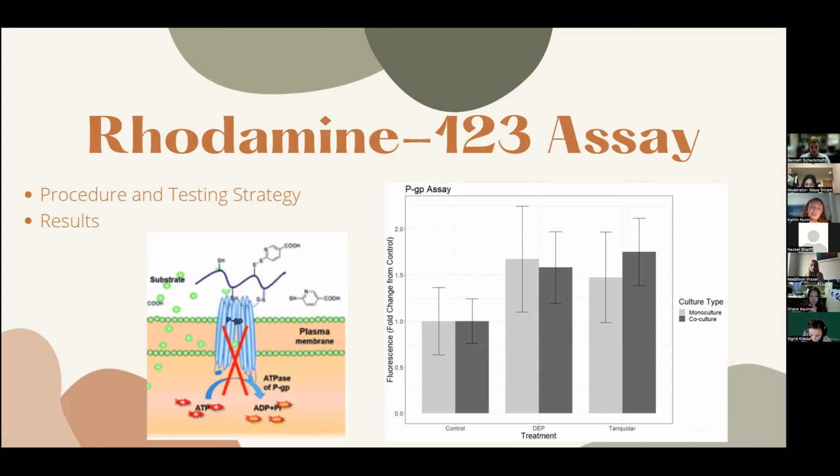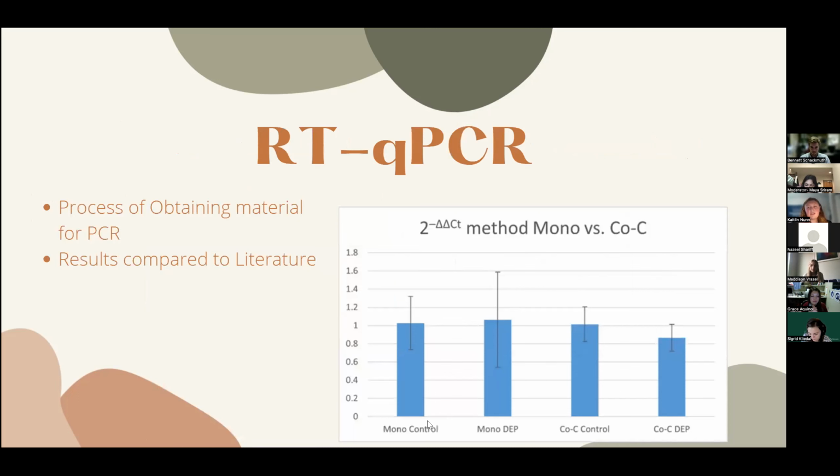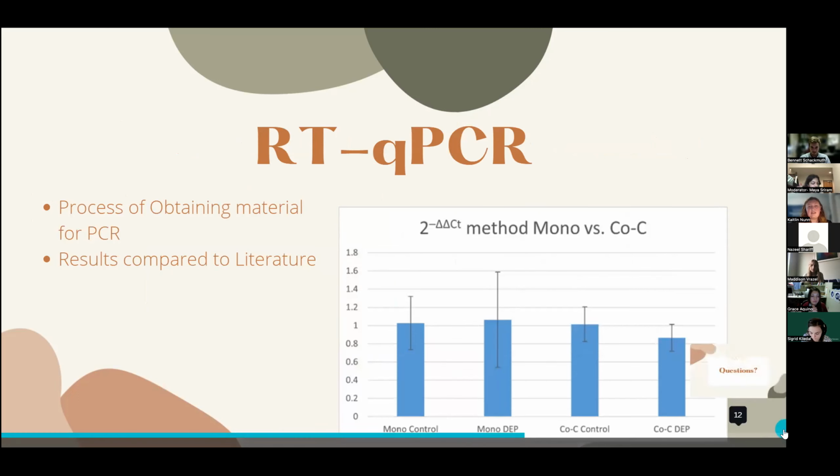If you look, you'll see the control cells are pumping this rhodamine out at a normal rate. However, when exposed to DEP, the P-glycoprotein looks much more similar to the inhibited cells. So that means that when exposed to DEP, the P-glycoprotein is not pumping out any of the rhodamine 123. Which brings us to our last test that we did, which was RT-qPCR.